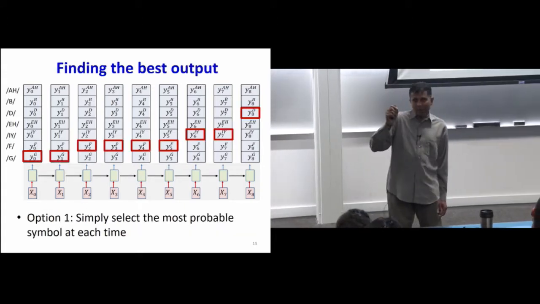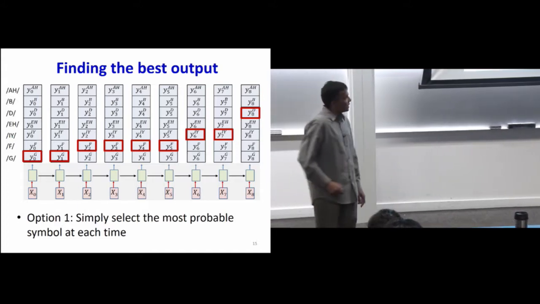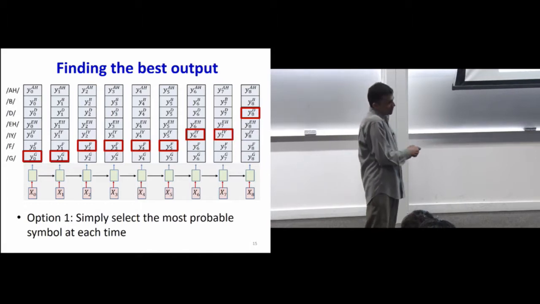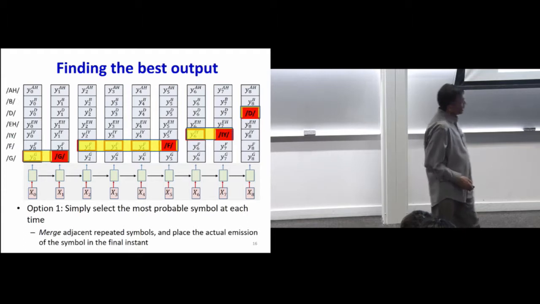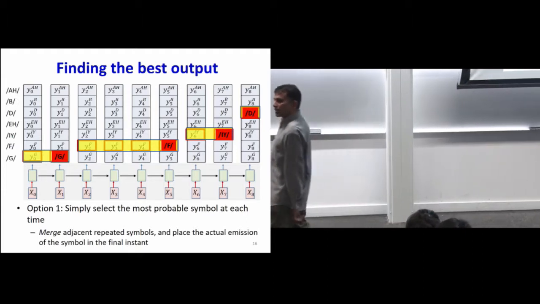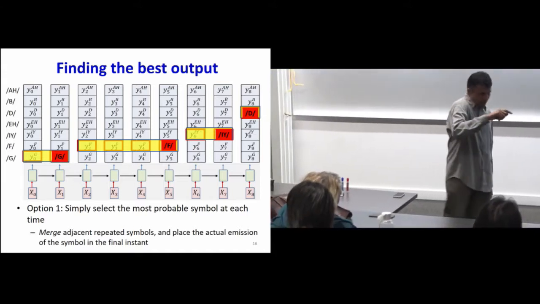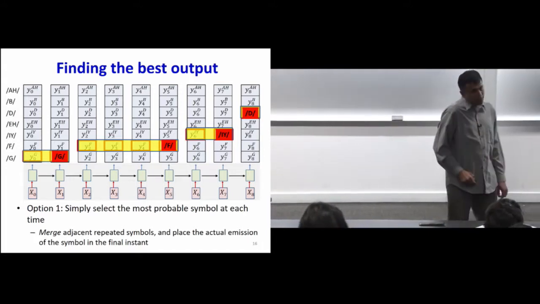At each time, I can just pick the most likely symbol. If I just pick the most likely symbol at each time, I'd get something like G, G, F, F, F, F, I, E, E, D. And then you can group them together. And if you group them together, you say the real output is at the end of each subsequence. And so here you'd have 3 outputs.